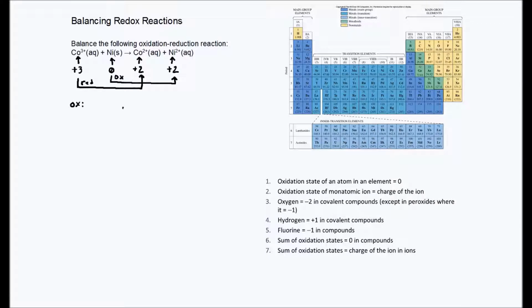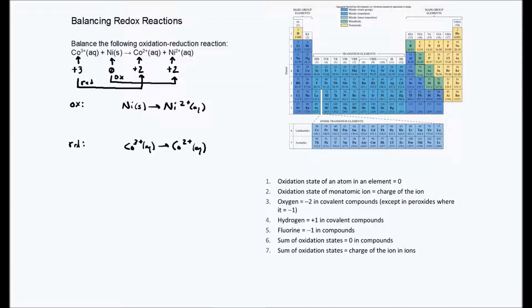So oxidation first. I have nickel solid forming nickel 2+ aqueous. Give yourself some room. Reduction. I have cobalt 3+ solution forming cobalt 2+ solution. Okay, now I can start balancing. First, remember, balance the non-hydrogen and oxygen elements, and they already are. I've got one nickel on each side of the oxidation half reaction, and one cobalt on each side of the reduction half reaction.